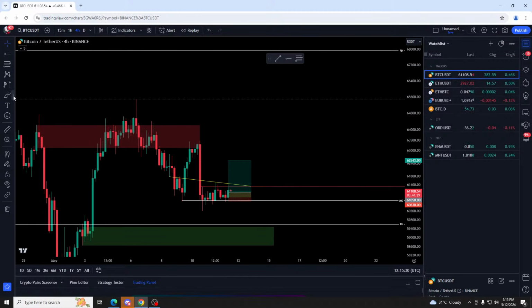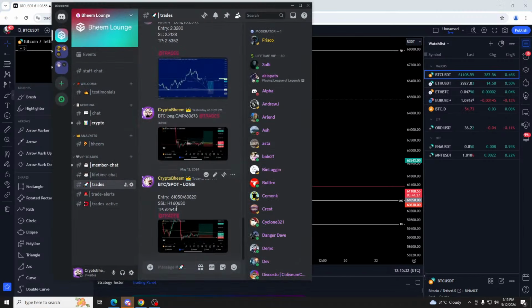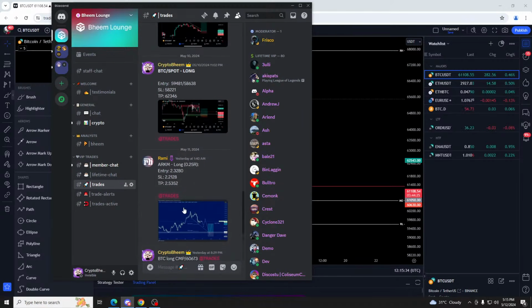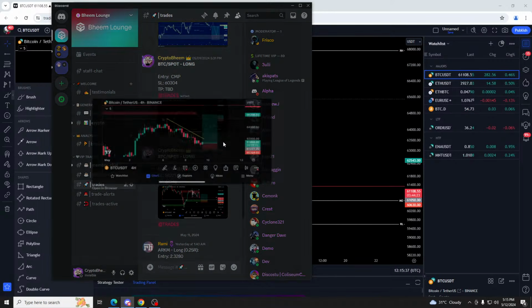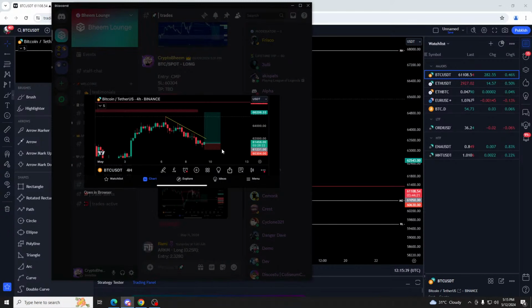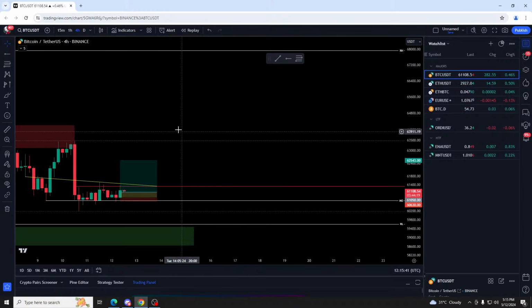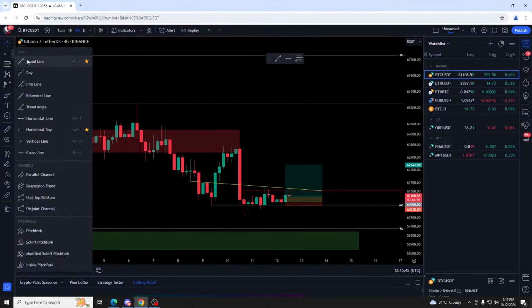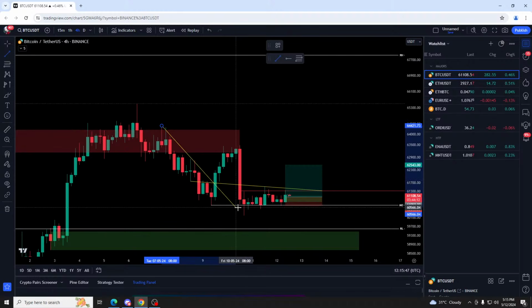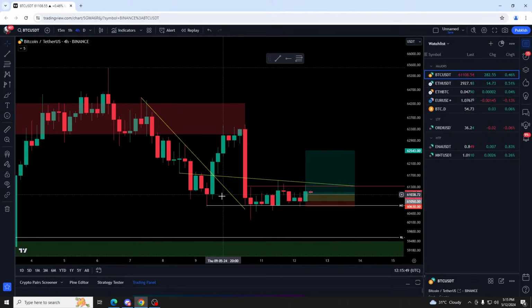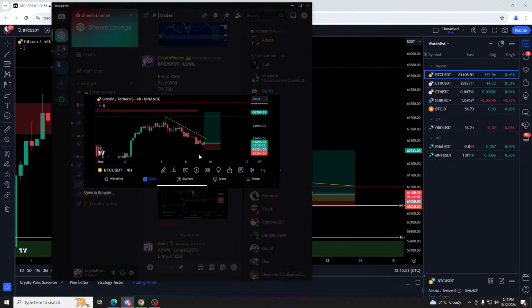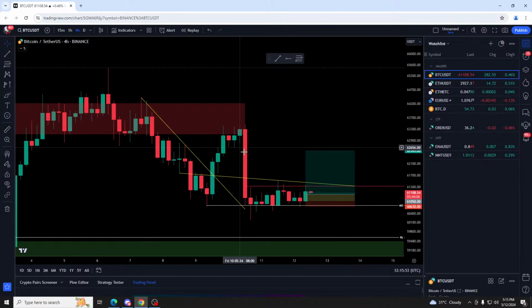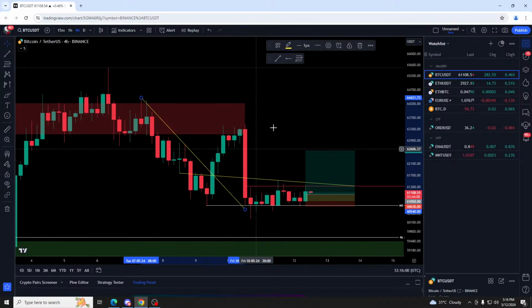So, which was my long? Let me check. Okay, this one. This one was coming from which area? It was this long. Okay, it was this one. So this was the long, right? Yeah, this was the long taken, and I took profit here, and that is where the entire dump happened. So those who are in the Discord know about this one.